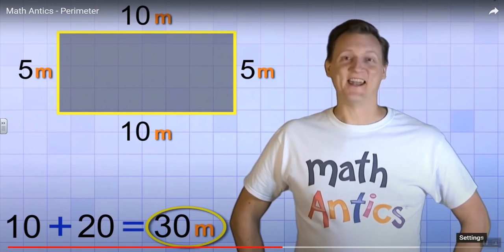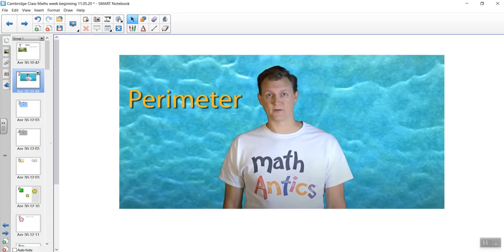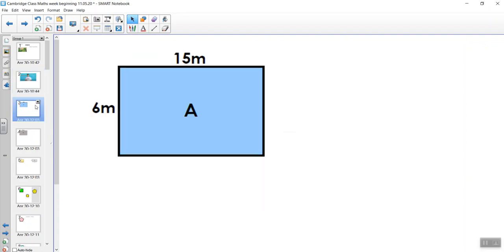Okay, we're going to leave that there. Just to remind us what we're talking about when we're talking about perimeter. So we're going to have a little go at some perimeter questions.